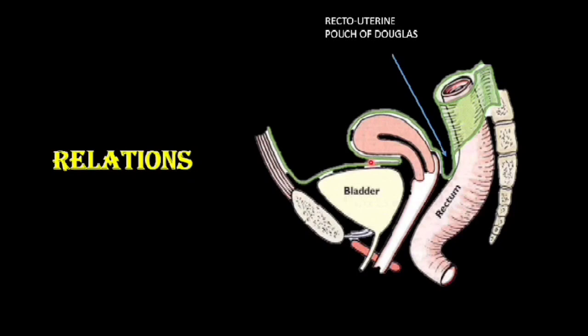Whereas posteriorly, it covers the entire posterior surface of the body and cervix of the uterus, and then goes down to cover the posterior fornix of vagina, and then gets reflected upon the anterior surface of the rectum. So now this pouch that is formed is known as the rectouterine pouch of Douglas, or you can say pouch of Douglas itself. This pouch is very important because it is the most dependent part, and this can be approached surgically through the posterior fornix of vagina for aspiration of any accumulated fluid.